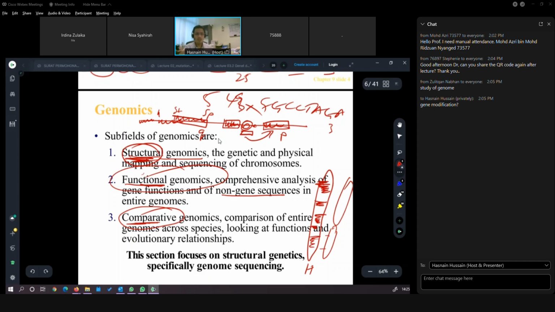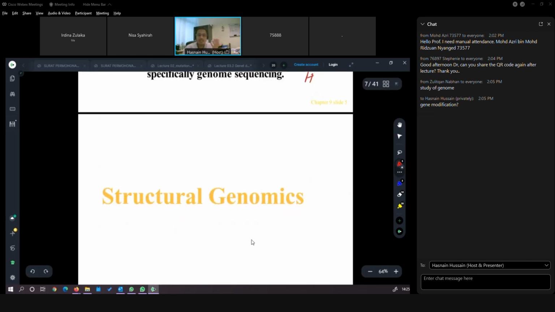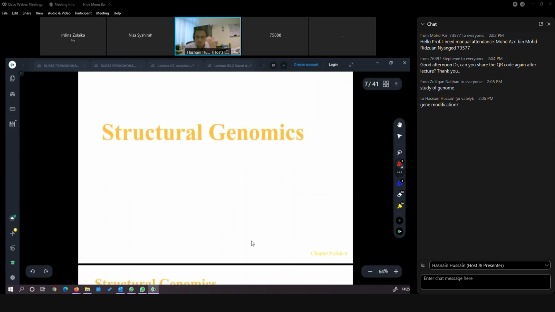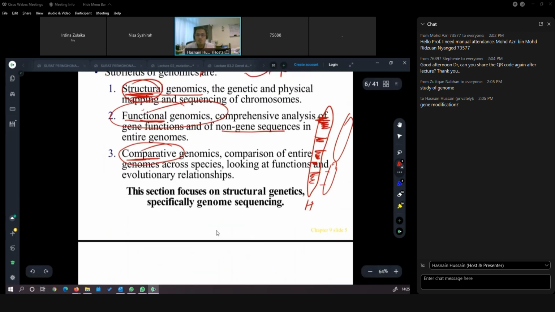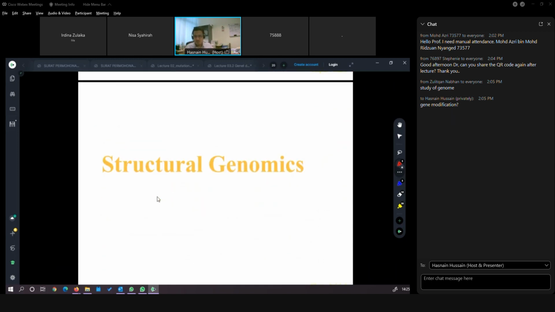Okay, but our lecture for this course is focusing on structural genomics, and we go towards genome sequencing, how genome sequencing is done. So it is more on structural genomics for this course. But bear in mind, based on structural genomics, you get the information of the entire sequence of the genome, then you can study the other things as well. Any question so far? Chat box? None. Okay, so we continue.